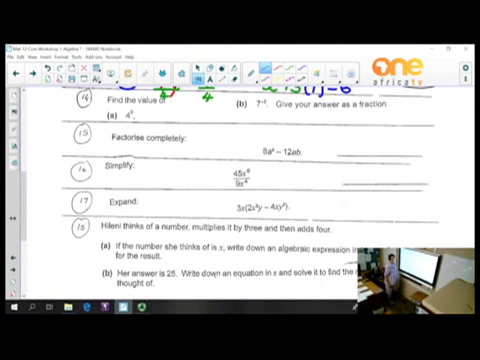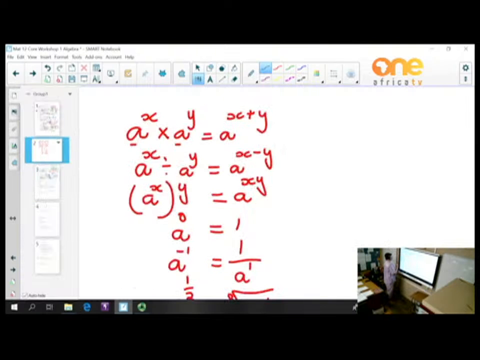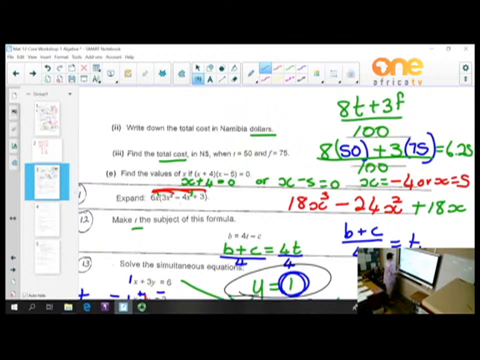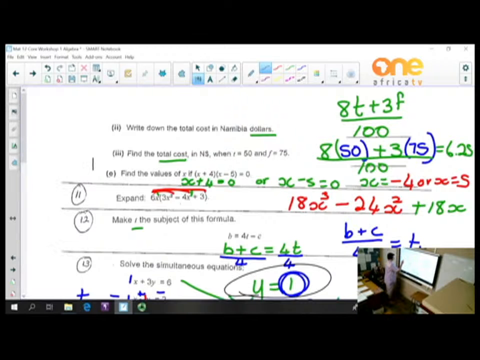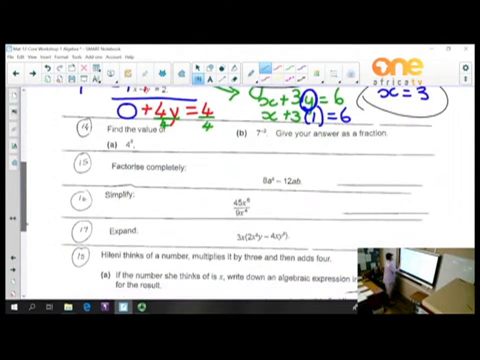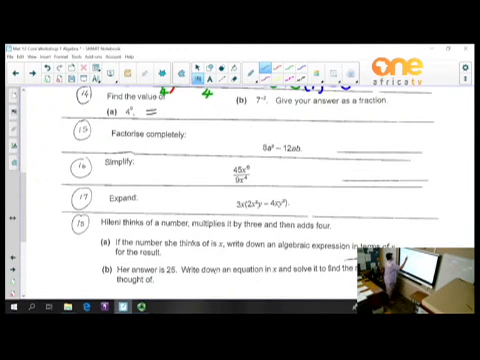Question 14. We've looked at this one now. It was the indices laws that we've looked at just now. We can just go back there. Anything to the power of 0 is 1. So it means this one's answer is going to be 1.